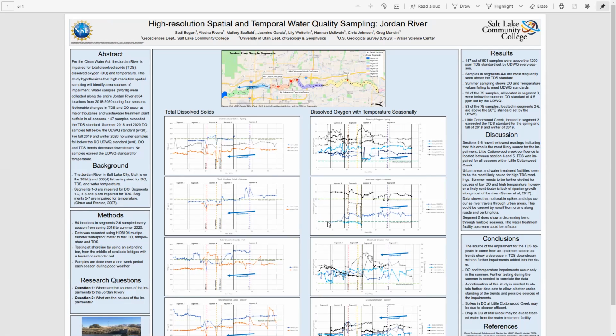Summer needs to be further studied for causes of low dissolved oxygen and high temperature. However, likely sources are lack of riparian growth along most of the river, incised meanders, along with water treatment facilities. Overall, this study does need to be continued to provide further data sets to continue to look for trends.